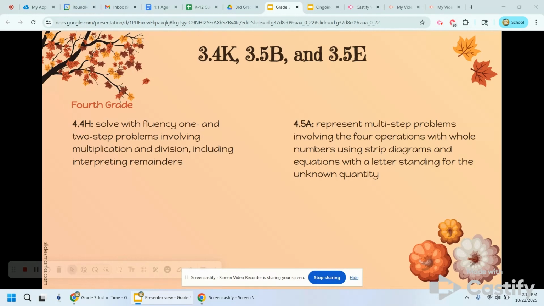These two standards are very heavy priority standards in fourth grade. They're going to take what they learn in third grade and in 4.4-H, solve with fluency 1- and 2-step problems involving multiplication and division, including interpreting remainders. And 4.5-A, represent multi-step problems involving the 4 operations with whole numbers using strip diagrams and equations with a letter standing for the unknown quantity.